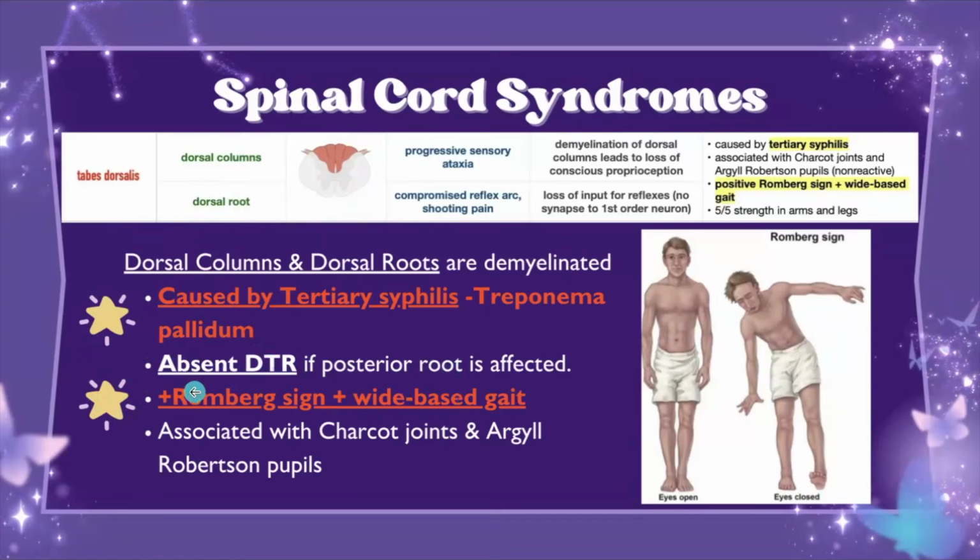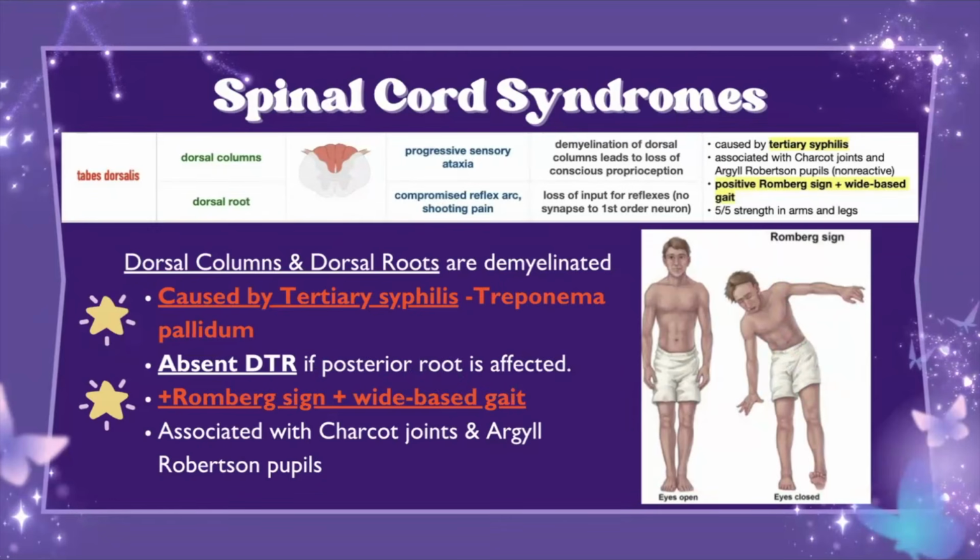You would also have a positive Romberg sign and a wide-based gait. What is the Romberg sign? A positive Romberg sign means that a patient would be completely fine and can stand completely fine with their eyes open. However, when you ask them to close their eyes, they would start to lose their balance. These patients would also have sensory ataxia, and that is because they can't consciously perceive the parts of their feet that are touching the ground.